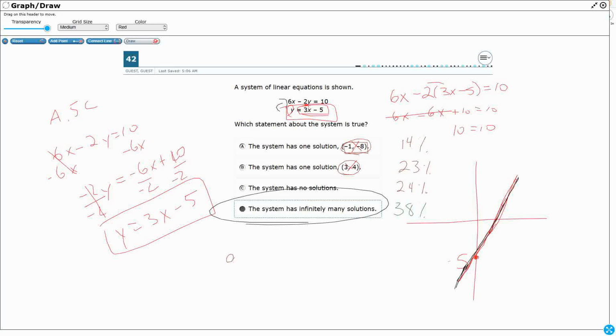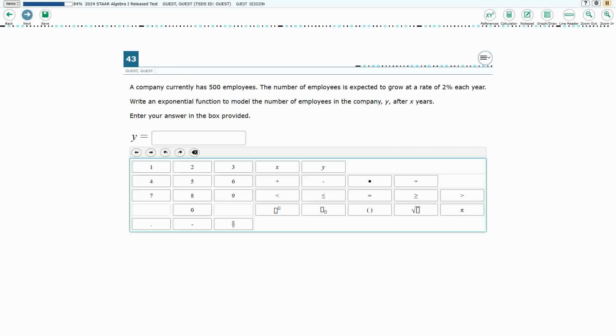So this was the 9th hardest item on the test. This was the first time that this particular standard has asked a question where the answer was infinitely many solutions. It's been an answer selection once, but never the actual answer. So that was a challenge for students.